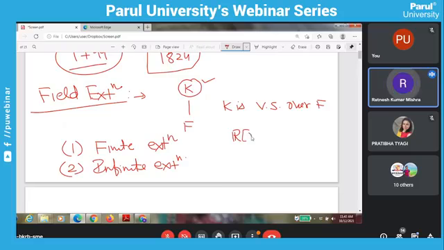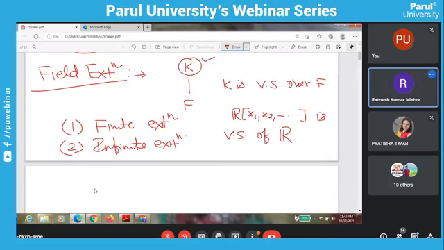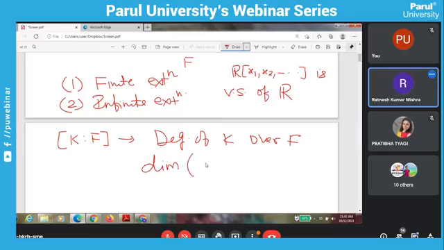If K is an infinite dimensional vector space over F, then this extension is an infinite field extension. For example, R(X1, X2, ...) is an infinite dimensional vector space over R. So this is an infinite extension. And finite extension means K is a finite dimensional vector space over field F. That is denoted by [K : F], the degree of K over F, the dimension of K over F. Suppose this is n, which means K is a finite field extension of F and the degree is n.